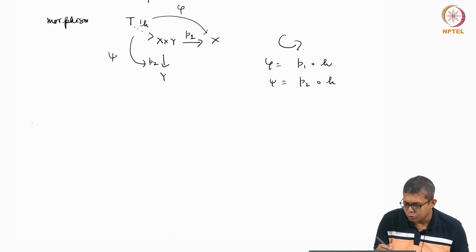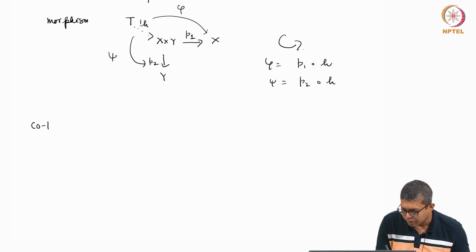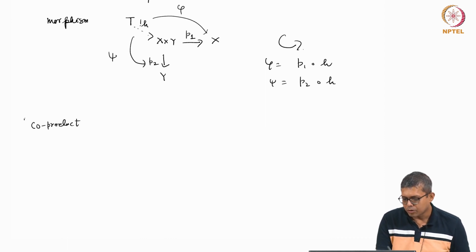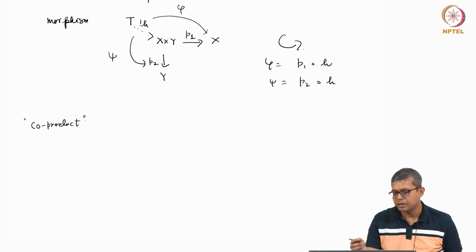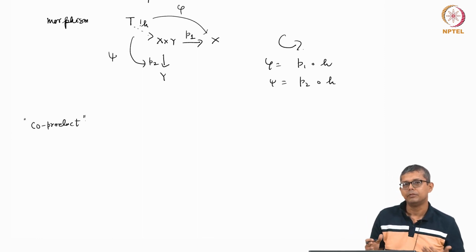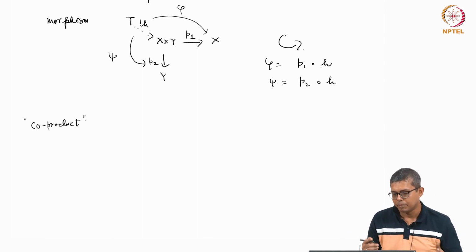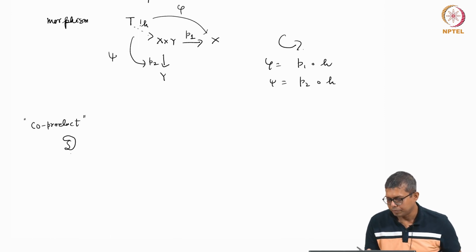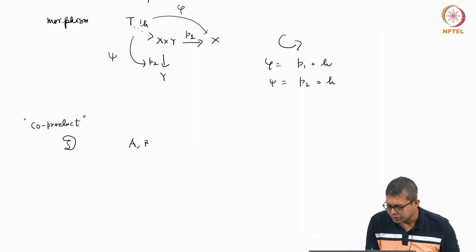The dual of the product is the co-product. So what is the co-product? It is just what you get if you reverse the diagram. Suppose you have a category D, and A and B are two objects in D.